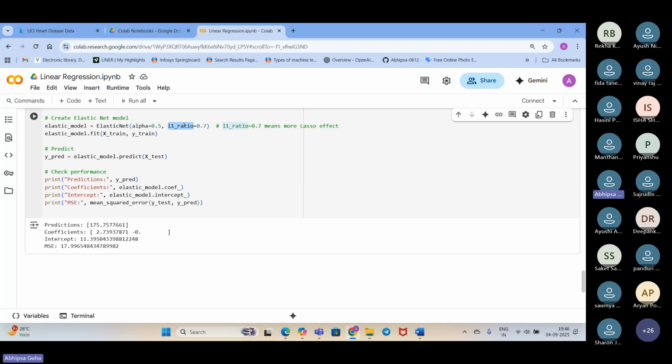Okay, understood? So simply, you can think of Ridge as reducing all coefficients to a little. Lasso removes unimportant coefficients completely. And Elastic Net reduces some of the coefficients and removes some of the unimportant ones. So it is the best of both worlds, right?